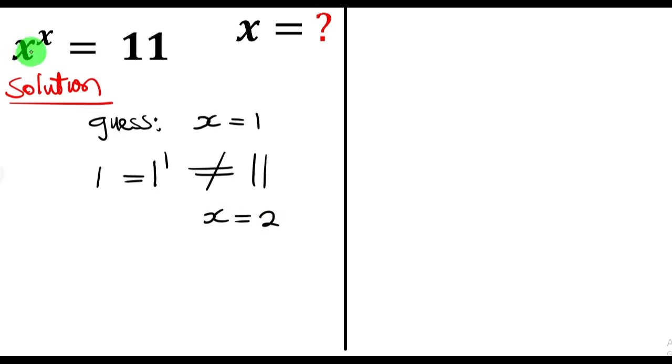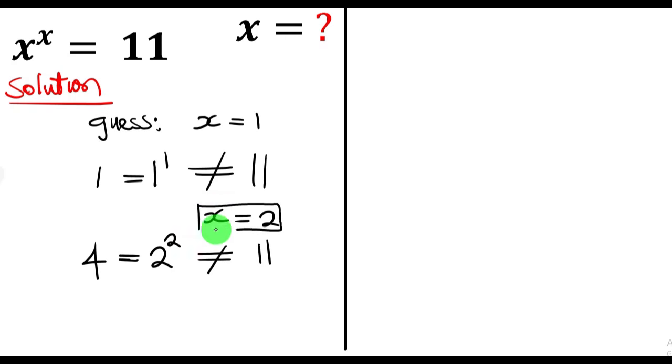Okay, we are saying 2 raised to the power of 2. It is clear that it's not going to be equal to 11, which shows that x can never be 2, because 2 raised to the power of 2 is the same thing as 4. So it is clear that x can never be 2, and it can't be 1.